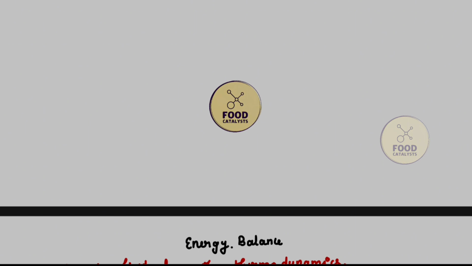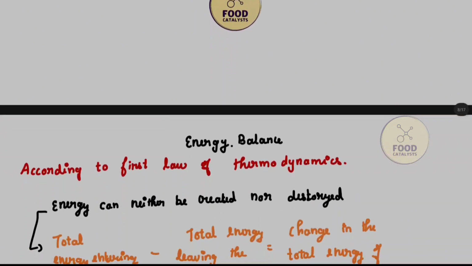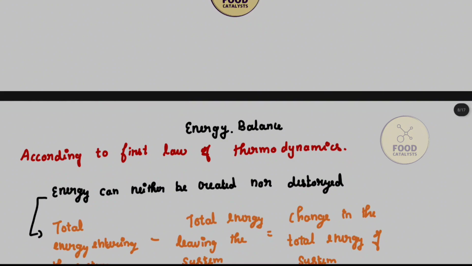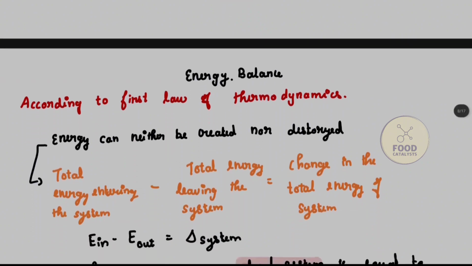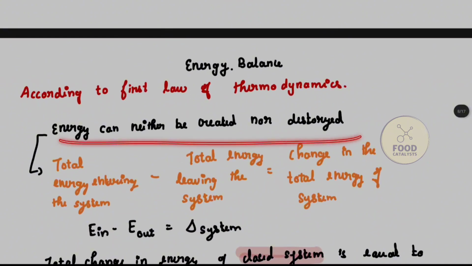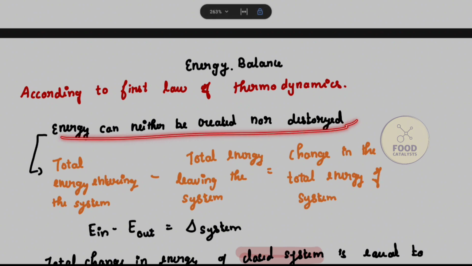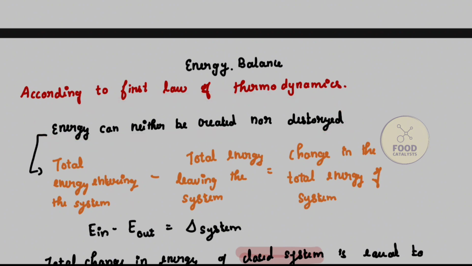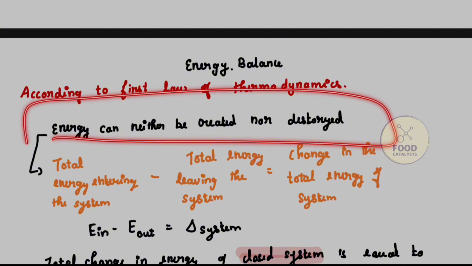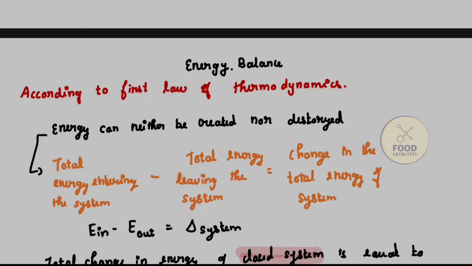Okay, so let's get into the content. First of all, energy balance. To talk about the energy balance, first we need to know the laws of thermodynamics, which is the basics, right? So what is the first law of thermodynamics? The first law of thermodynamics is energy can neither be created nor be destroyed, which we have already studied many times in our childhood, right? Energy can neither be created nor be destroyed, which means whatever energy is available in the system, it will not be destroyed or created.